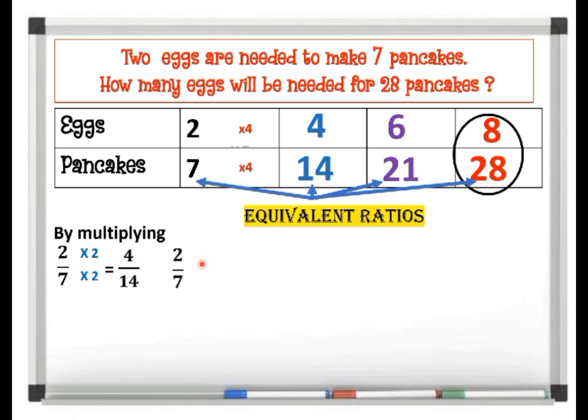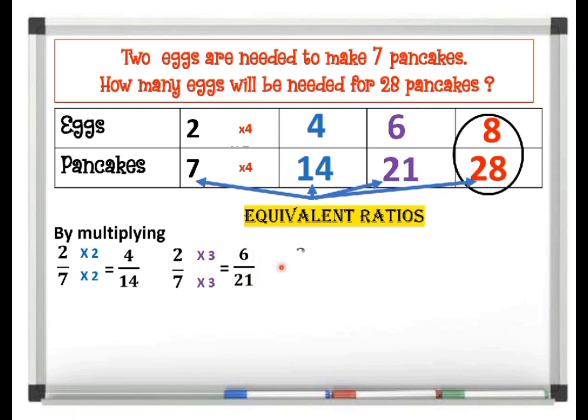Next, we multiply 2/7 by 3. 2 times 3, the answer is 6. 7 times 3, the answer is 21. So, 2/7 is equal to 6/21.